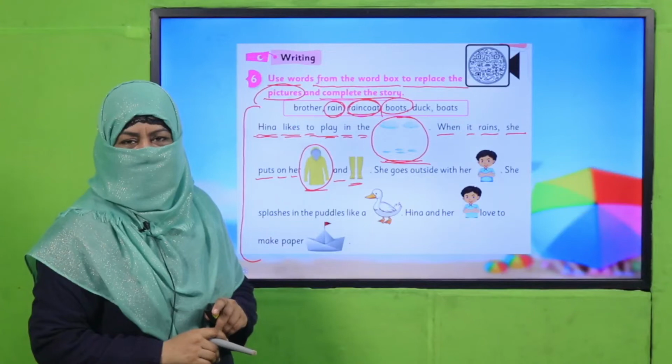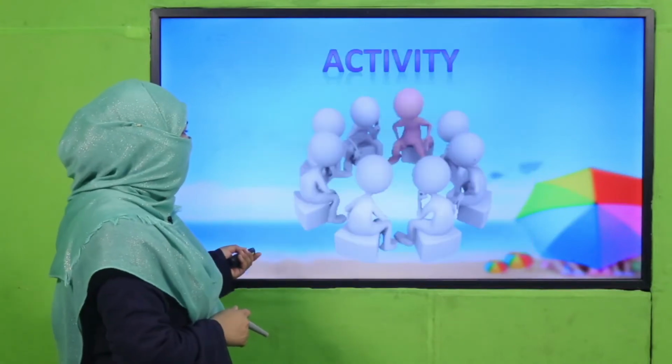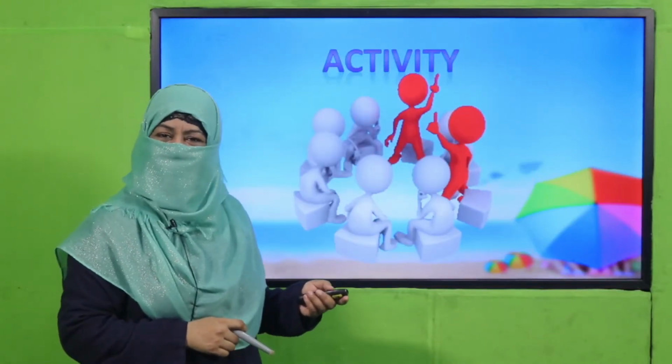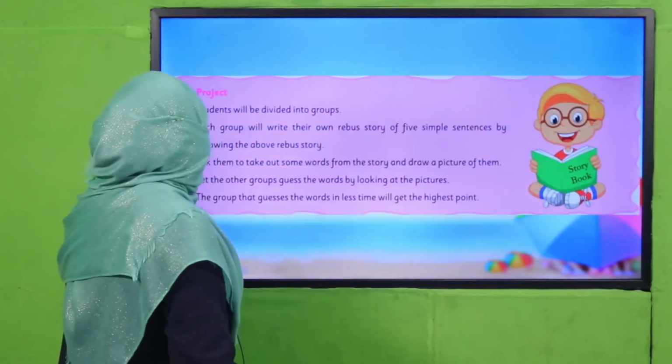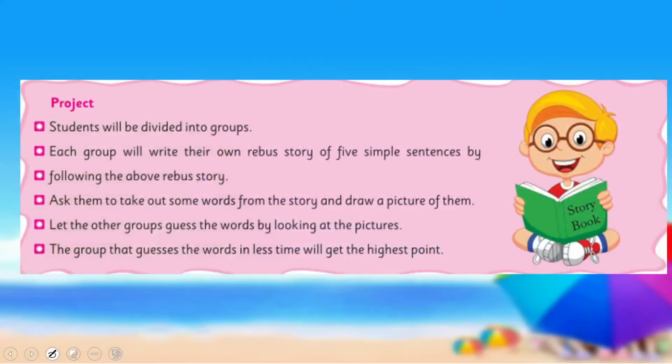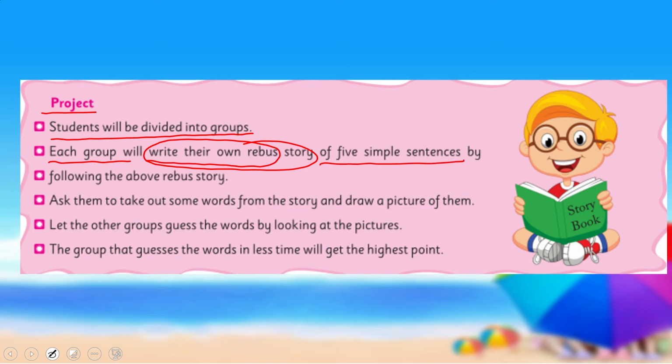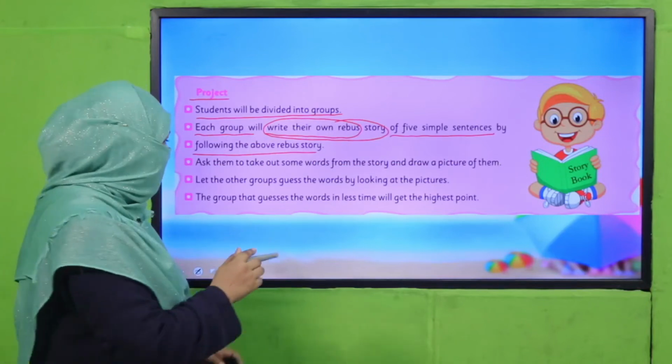Yes, my dear children, are you done with it? Good job. So now you have to practice it through an activity. It's a project which is given in your book. Your teacher will divide you into groups and each group will write their own rebus story. You will write your own rebus story of 5 simple sentences. You will keep it simple, and you can take help from the rebus story we just practiced. You can also copy some words or pictures from there.